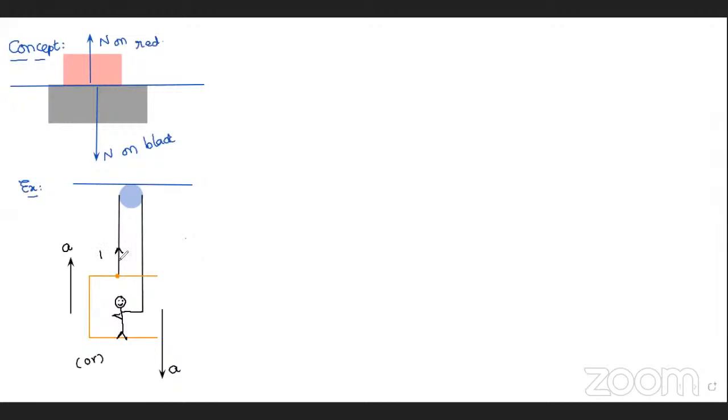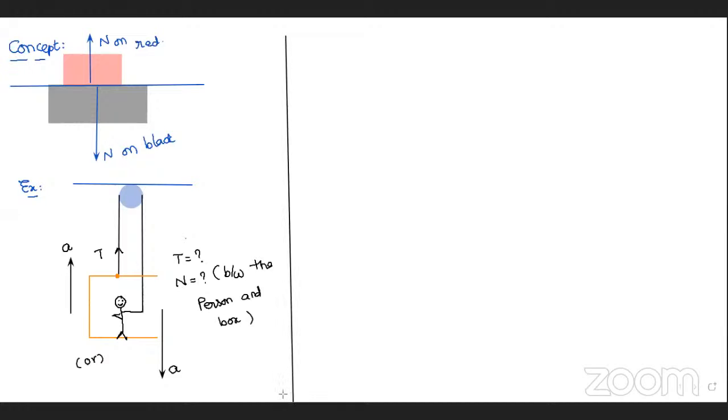number one, what is the tension in the string, and number two, what is the normal reaction between the person and the cage, that is, the box. We should not call it a cage. Why? Because he is not a bird. So we better say it is a box.